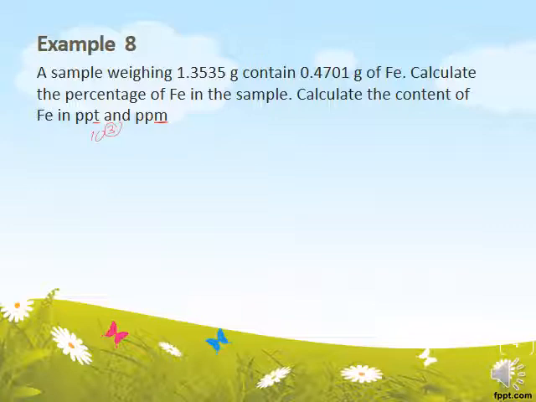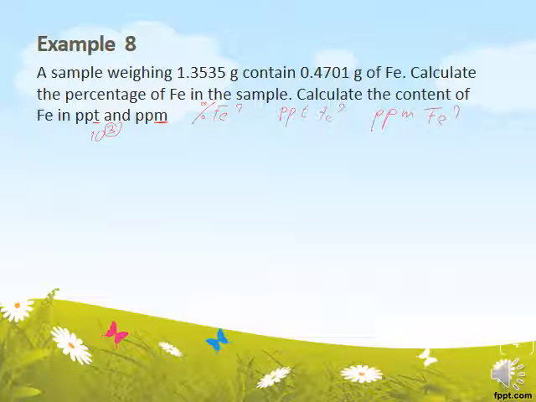A sample weighing 1.3535 gram contains 0.4701 gram of iron. Calculate the percentage of iron in the sample. Next, calculate the content of iron in parts per thousand and parts per million. What the question is requesting from you is percentage of iron, and also parts per thousand of iron, and also parts per million of iron.